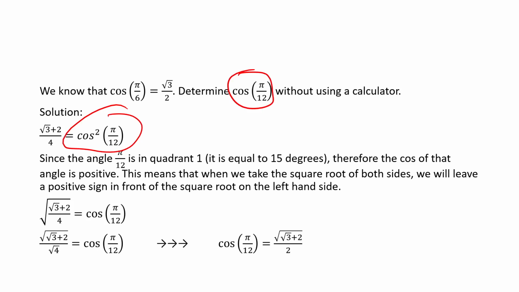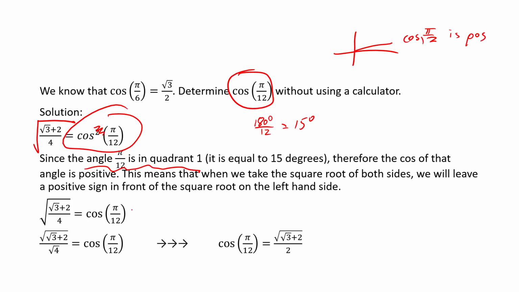Obviously, we take a square root, but should we put a plus sign or a minus sign in front? And for this, we think about what quadrant it's in. The angle pi over 12, if you remember, pi is equal to 180 degrees. 180 degrees over 12 is equal to 15 degrees. Well, 15 degrees is right about there. That's a quadrant 1 angle. So we know the angle pi over 12 is in quadrant 1. Well, the cosine of an angle in quadrant 1 is always going to be positive because it refers to the x-coordinate. So that means I'm going to put a positive sign in front of the square root when I square root both sides. And that's what I showed right here.